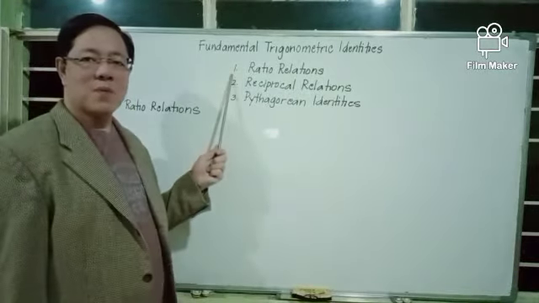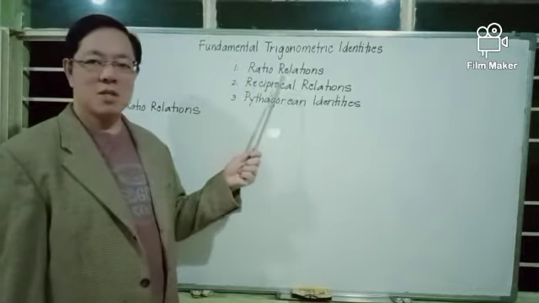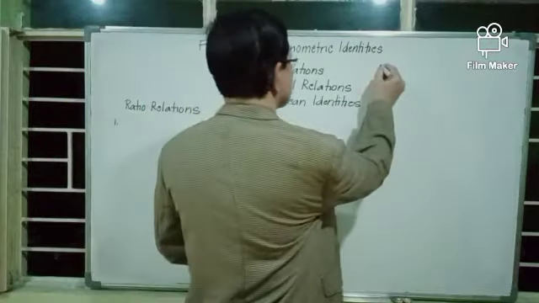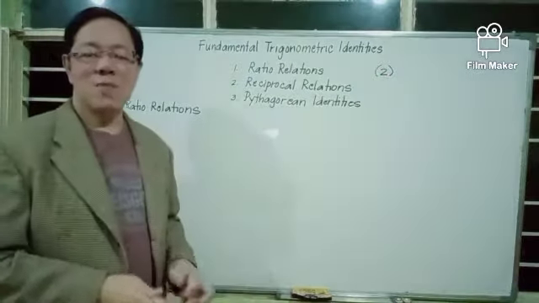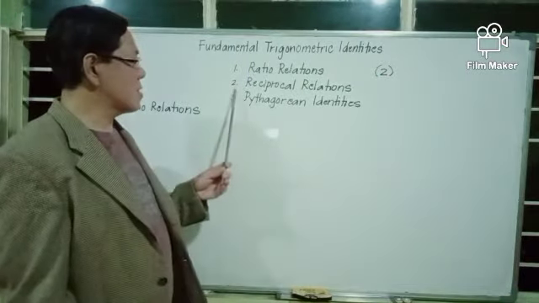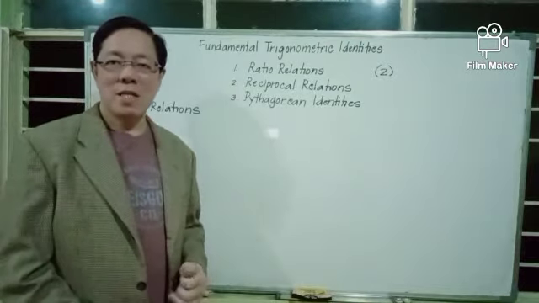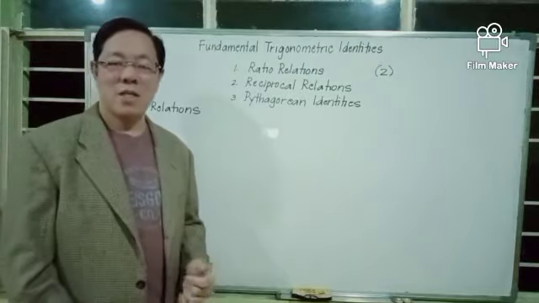The first set of trigonometric identities is known as the ratio relations, and there are 2 ratio relations. The second set of fundamental trigonometric identities is known as the reciprocal relations, and there are 3 fundamental trigonometric identities under this second group.